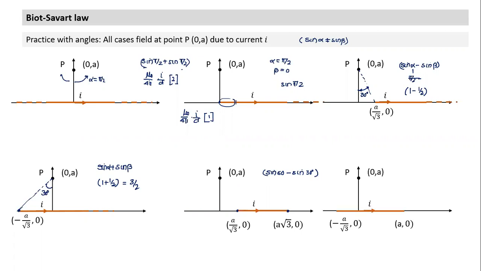Similarly, go to the last one. In this case, plus or minus? Plus. Both are on the opposite side of the perpendicular, so it will be sine alpha plus sine beta. What are the angles here? One angle, again, how do I measure the angle? I've done it six times: 30 degrees. And what is this angle here? 45 degrees. So it will be 1 by root 2 plus 1 by 2. Rest all, this term remains the same. So finding the field due to a straight element should not be a problem.